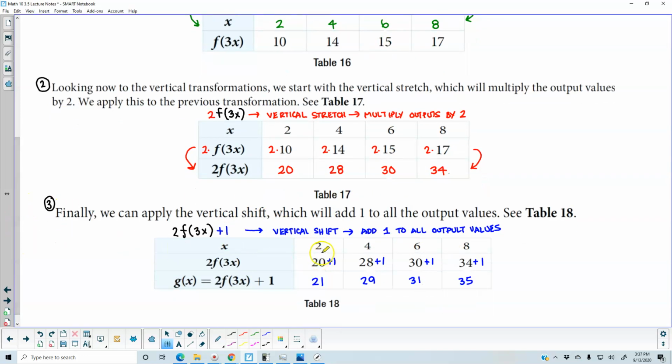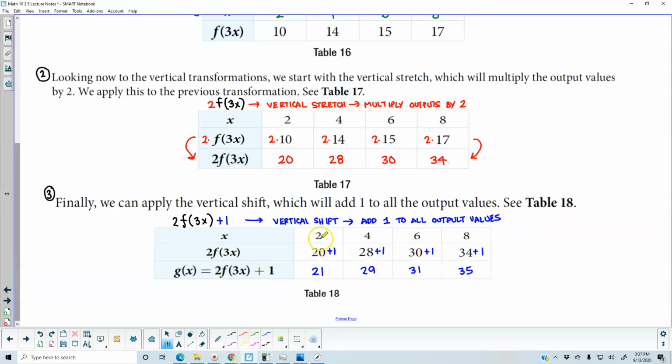So our inputs stay the same as 2, 4, 6, and 8. And then for 20, 28, 30, and 34, we're going to add 1 to each of them. So 20 plus 1 gives us 21, 28 plus 1 gives us 29, 30 plus 1 gives us 31, and 34 plus 1 gives us 35. So therefore, we have 2, 21, 4, 29, 6, 31, 8, and then 35.